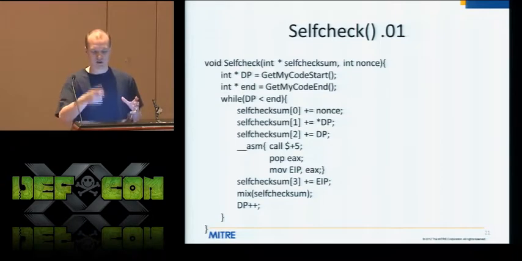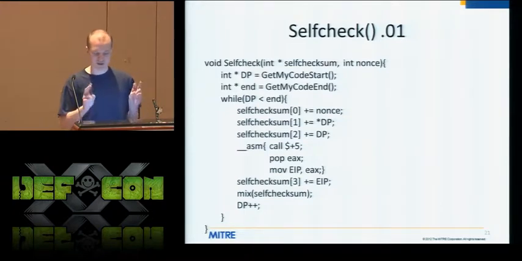inside of my while loop, I'm going to loop through and somehow incorporate the nonce that I got at the start, the star DP, that's the dereferenced data pointer, that's my actual 4 bytes of code, the data pointer itself. I'm going to calculate the EIP using the typical assembly mechanism of just calling 0 bytes ahead and then popping the return address off the stack, which gives me my current EIP, and then I'm going to mix that in as well.